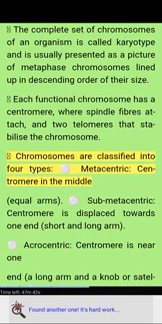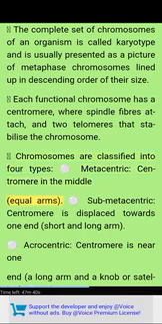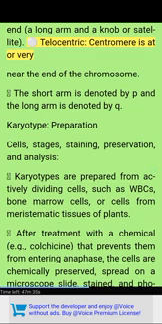Chromosomes are classified into four types: metacentric, centromere in the middle, equal arms. Submetacentric, centromere displaced towards one end, short and long arm. Acrocentric, centromere near one end, a long arm and a knob or satellite. Telocentric, centromere very near the end of the chromosome. The short arm is denoted by p and the long arm is denoted by q. Karyotype preparation.